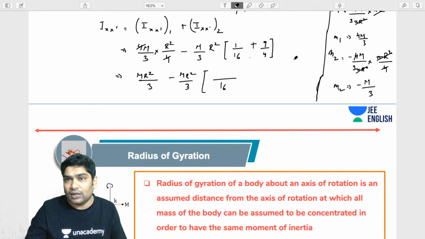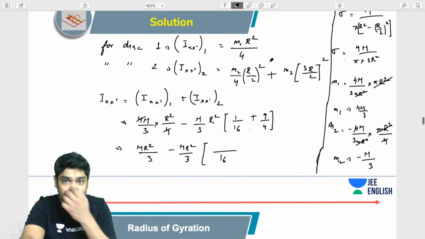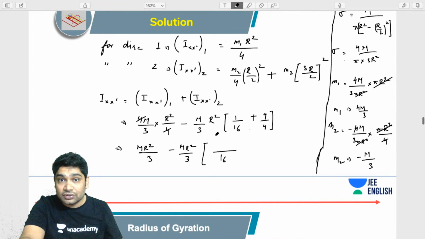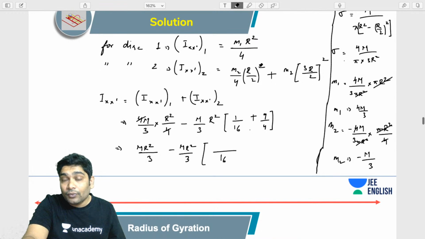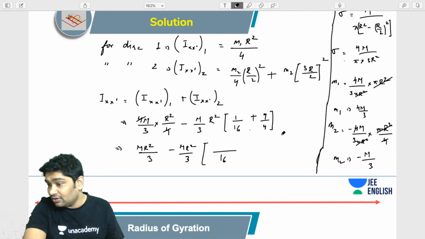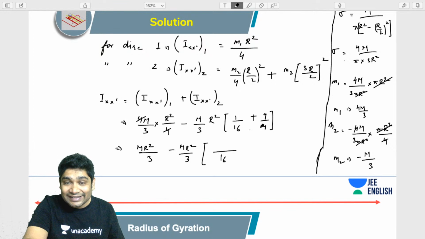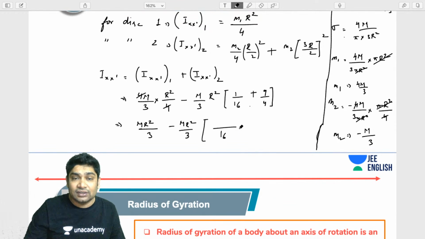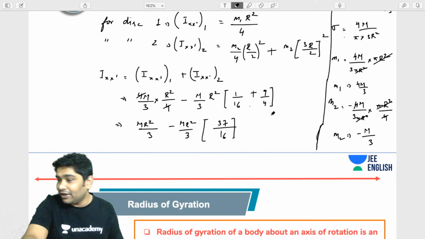What did I do? Did I do something wrong here? So this is r by 2, so m by 3, r by 2 square over 16 plus m by 3 again, d square, which is fine. If I take the LCM as 16, then I have 9 into 4, so that's 36 plus 1, 37. So that is weird. Am I getting a negative answer? No. What did I do?